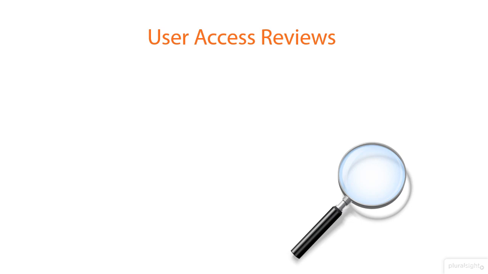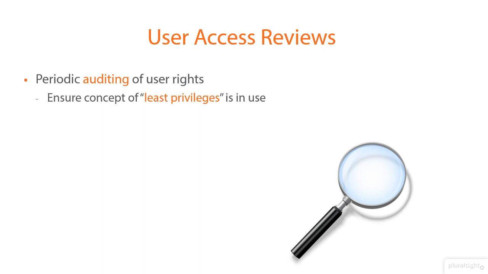Okay, next up is user access reviews. We should be periodically reviewing and auditing user rights. We need to make sure that users don't have more capabilities, more permissions than they need. We want to ensure the concept of least privilege. That's something we should all be familiar with, right? Least privilege means that we only give them the amount of access, rights, and permissions that they need.